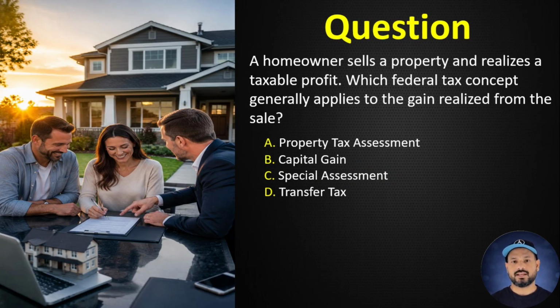Question number 26. A homeowner sells a property and realizes a taxable profit. Which federal tax concept generally applies to the gain realized from the sale? A. Property tax assessment. B. Capital gain. C. Special assessment. D. Transfer tax. Correct answer B. Capital gain. A profit from the sale of property may be subject to capital gains tax.